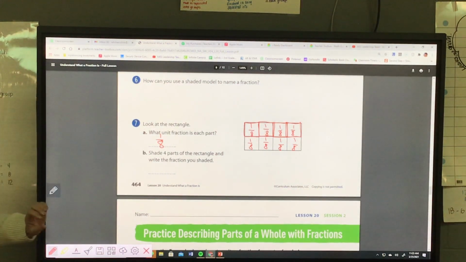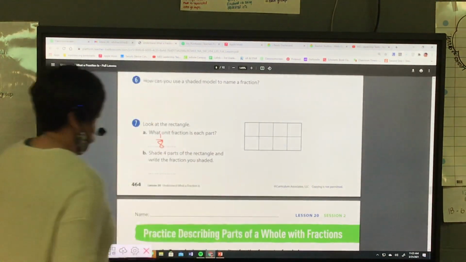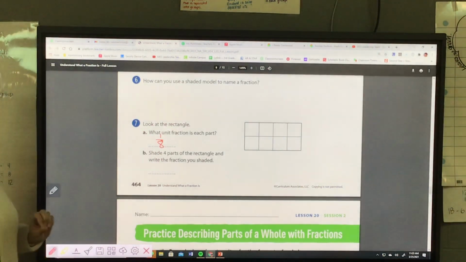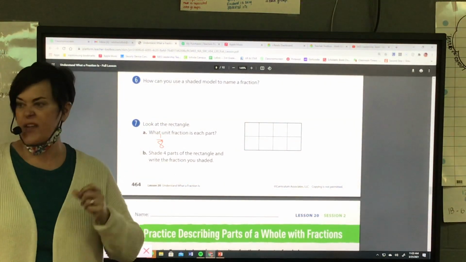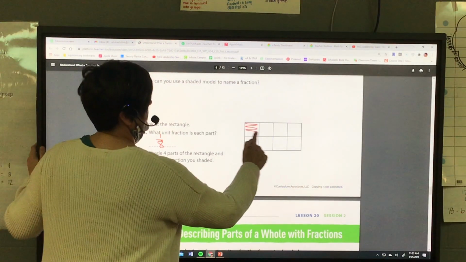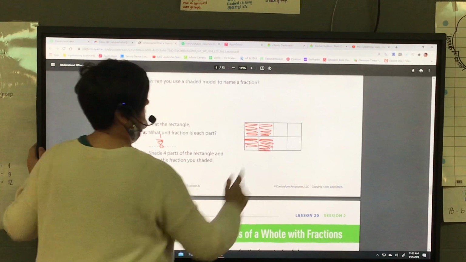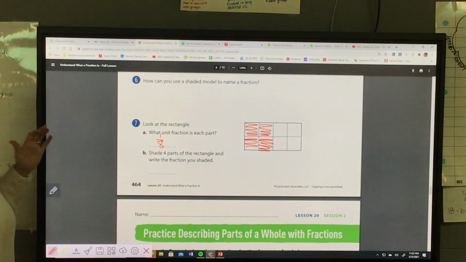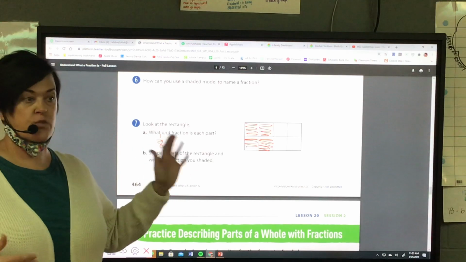Okay, so now it says, I'm going to erase this. It says, read it with me. Shade 4 parts of the rectangle and write the fraction you shaded. Let's do that right now. How many parts do we shade? 4. Does it matter which 4 you shade in? Then what do you need to do? Write the fraction to show what you just did on that.